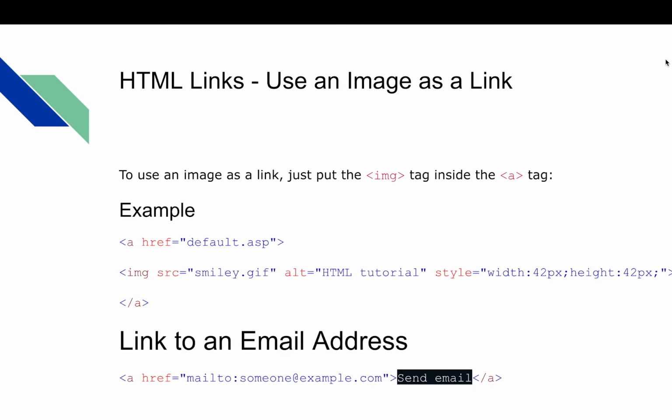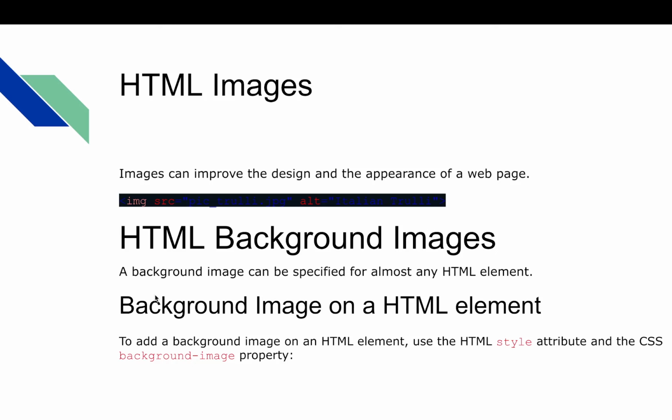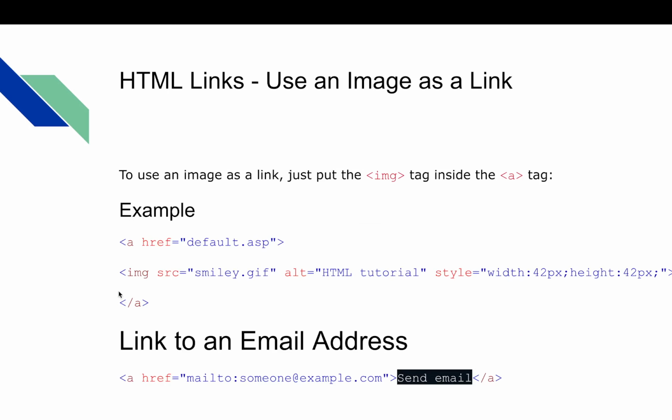The next one. They say HTML link uses an image as a link. Yes. To use an image as a link, just put the img tag inside the a tag. Look at it. This is the a tag, this is the opening tag, this is the closing tag. Just put your image. In our last class, I showed you guys how to add an image, right? Put your image inside of it. So that is that.